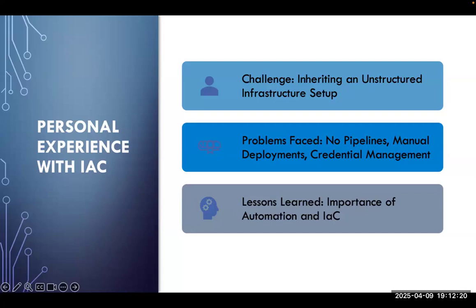Implementing IaC would have significantly improved the situation. By using tools like Terraform or Ansible, we could have defined configurations in code, making deployments repeatable and secure. Automating pipelines would have ensured a smooth CI/CD process, reducing human errors and freeing up time for deployment rather than infrastructure troubleshooting. This experience reinforced the importance of adopting IaC early in a project to avoid these challenges.